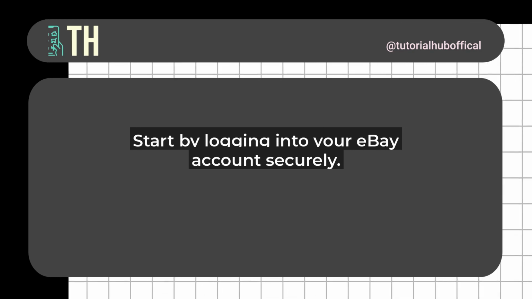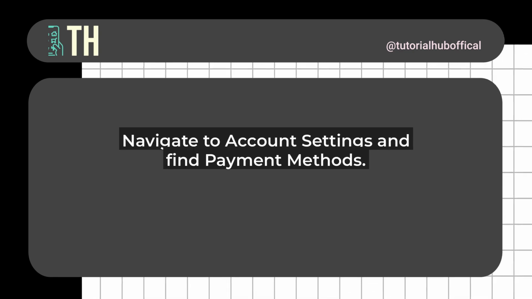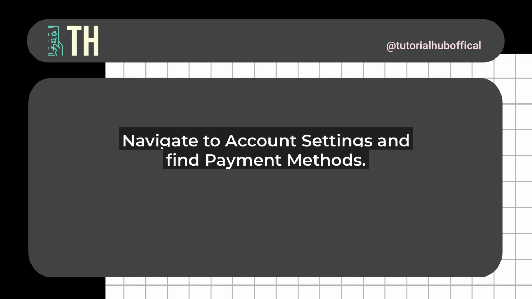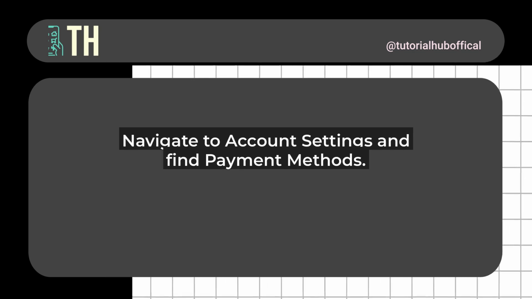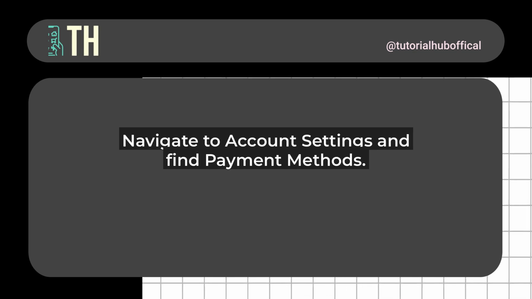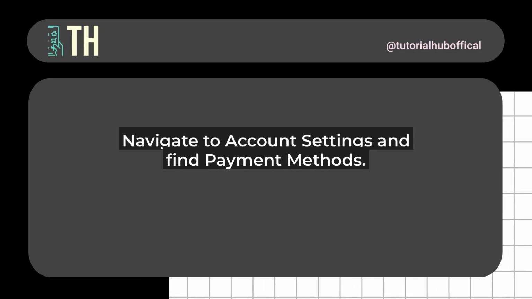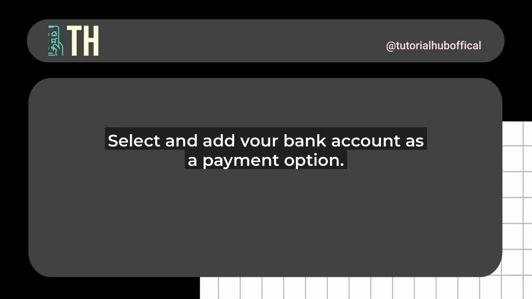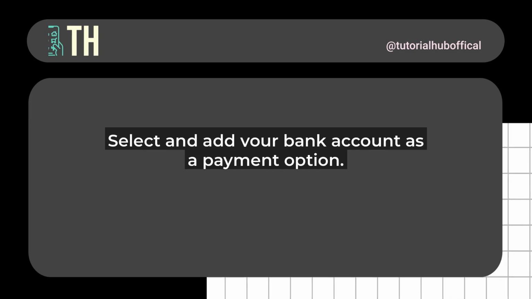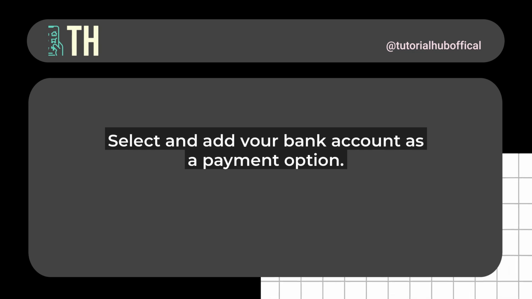Let's jump right in. First things first, make sure you're on the latest version of the eBay app or website. In 2025, eBay has rolled out a more intuitive design, so start by logging into your eBay account using your email and password. If you don't have an account, go ahead and create one. It's quick and free. Once you're logged in, head over to the Account Settings tab, usually found in the top right corner. Look for the Payment Methods section. That's where the magic happens.